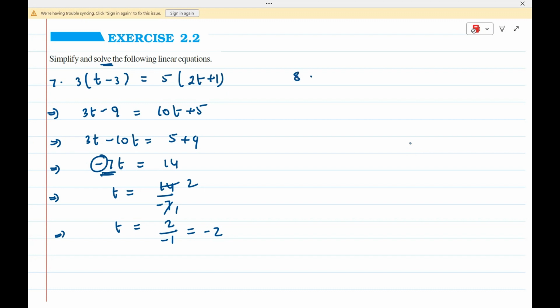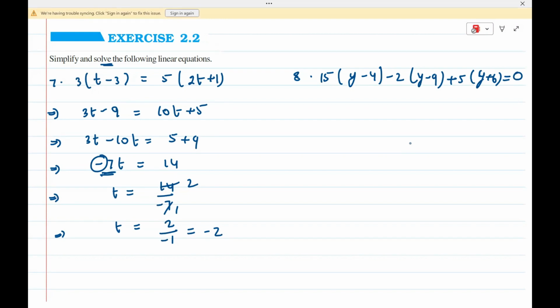Let's see the eighth question. The eighth question says 15 times (y minus 4) minus 2 times (y minus 9) plus 5 times (y plus 6) is equal to 0. We need to solve this.